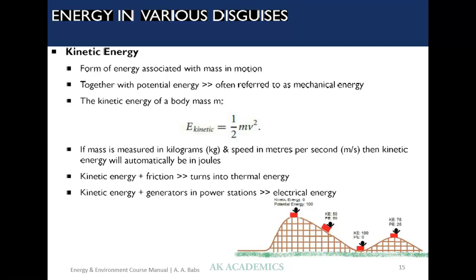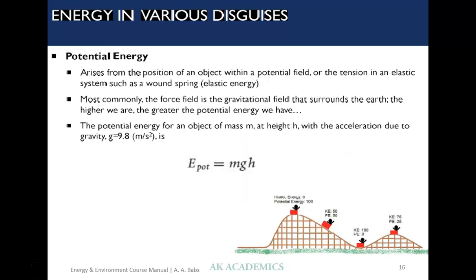You need to look at these three combinations, try to understand them and pay attention to them. Kinetic energy plus potential energy gives us mechanical energy. Kinetic energy plus friction turns to thermal energy. And then kinetic energy plus generators in power stations gives us electrical energy. Then let's talk about potential energy.